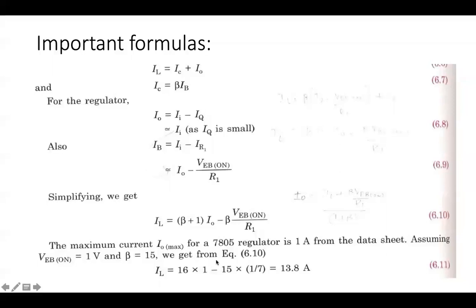So we get from this equation, IL is equal to beta plus 1, so 15 plus 1, 16, into I naught, because it is 1 amp, minus beta again 15, then VEB on we're going to take as 1, and the resistor R1 is taken as 7. So if I take that into consideration, I'm going to get about 13.8 amps. So that is the load current that I'm going to see.